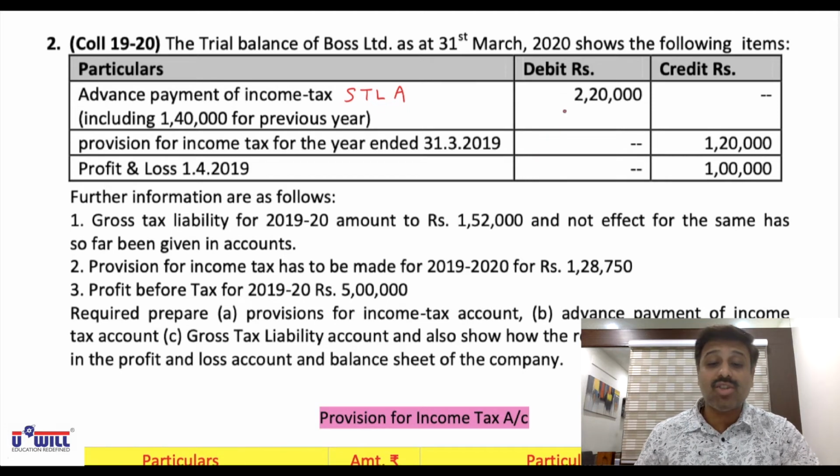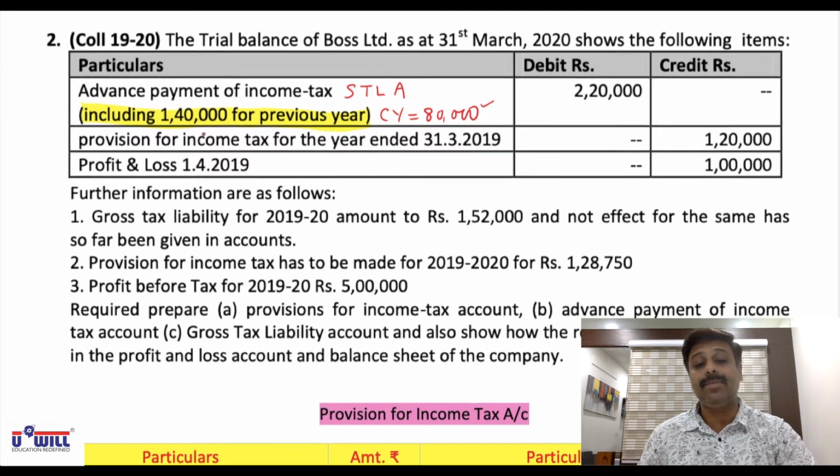Now, total amount is 2,20,000 and they say including 1,40,000 of previous year. Out of 2,20,000, 1,40,000 is of previous year, means remaining 80,000 is of current year.